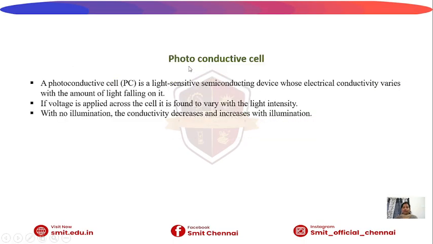Our first topic is the photoconductive cell. A photoconductive cell is a light sensitive semiconducting device. When light falls on a semiconductor, the electrical conductivity will vary. If we apply a voltage across the cell, the light intensity will vary the conductivity. If there is no illumination, no light falling on it, then the conductivity decreases. With increased illumination the conductivity changes accordingly. This is the definition of the photoconductive cell.